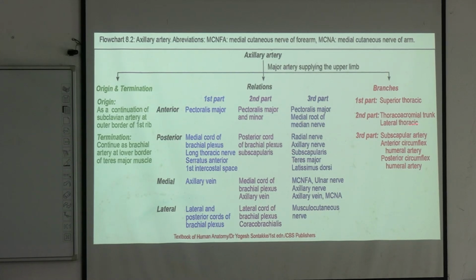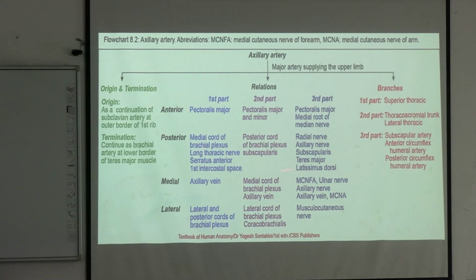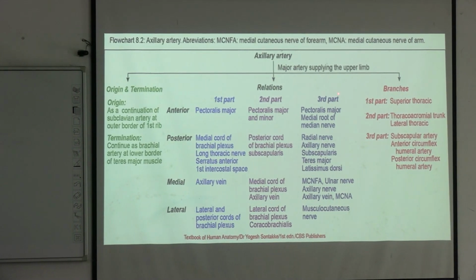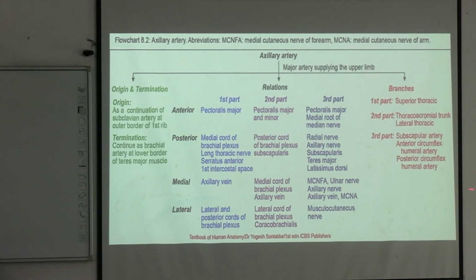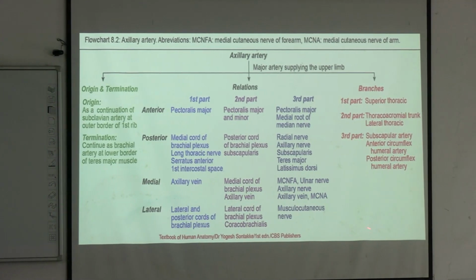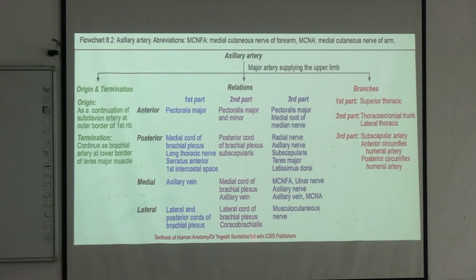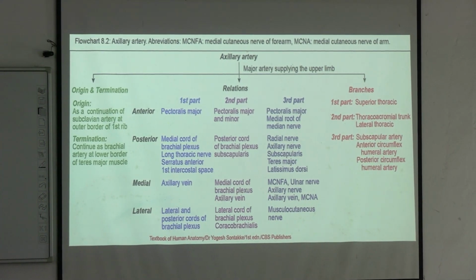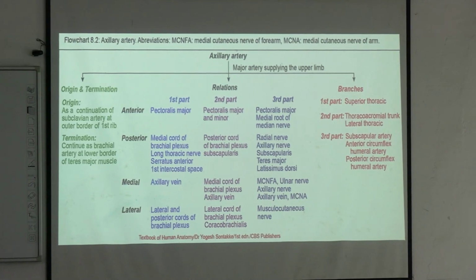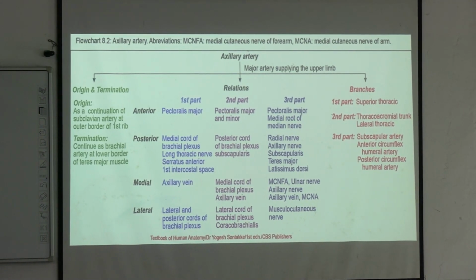And third part, anterior relation pectoralis major and medial root of median nerve. Posteriorly, radial nerve, axillary nerve, subscapularis, teres major, latissimus dorsi. And third part, medial cutaneous nerve of forearm, ulnar nerve, axillary vein, medial cutaneous nerve of arm, and musculocutaneous nerve lateral relation. Okay, so these are the relations we have already discussed. And these are the branches we have seen in the picture.